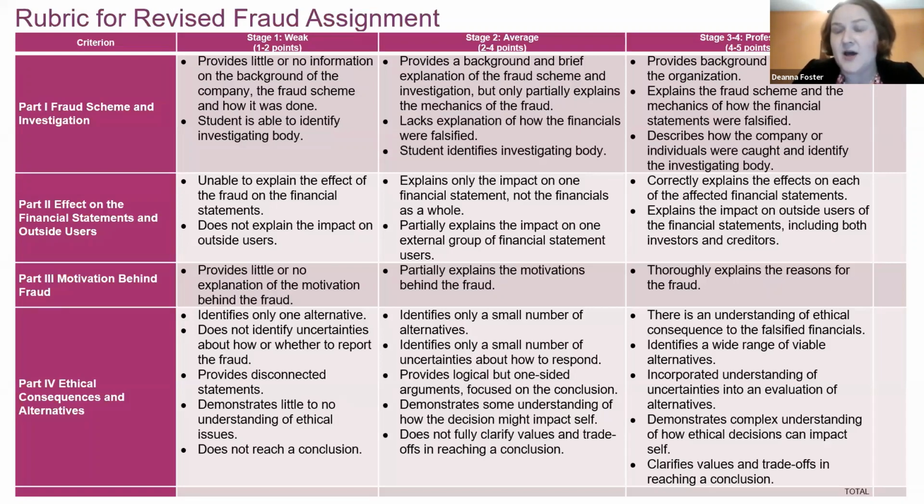I combined stage 3 and 4 at the end, stage 1 being weak, stage 2 being average, and the last column would be professional, stage 3 through 4. So what I wanted to do is just focus quickly on the middle column. The middle column is where I expect many of my students to fall.